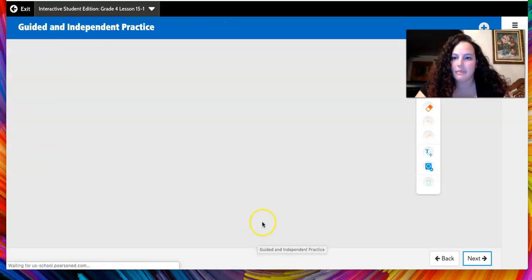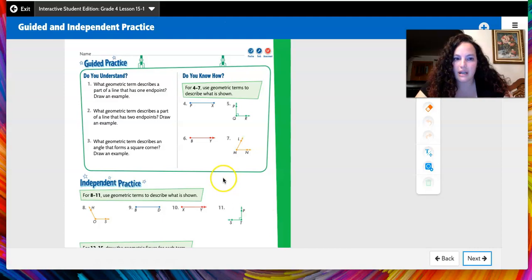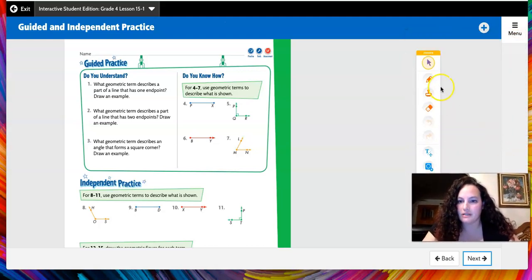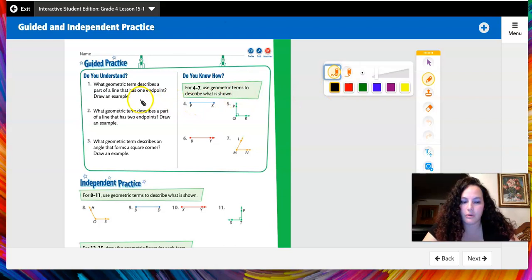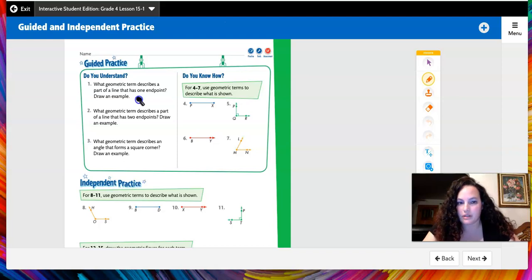Now we have guided and independent practice. So take a look. It says, do you understand what geometric term describes a part of a line that has one endpoint? Draw an example. So stop the video, try it on your own, and then come back to check it. I'm going to move this down so I can draw one for you. If it has one endpoint, remember, we demonstrate a point with a little dot. One endpoint and the other one's going to keep going on, so it needs to have an arrow. What geometric term does this describe? Well, it's a ray.